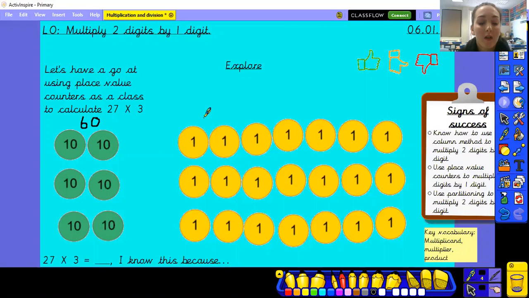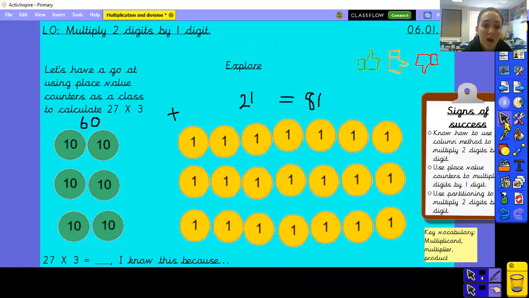Okay, and our ones, 1, 2, 3, 4, 5, 6, 7, 8, 9, 10, 11, 12, 13, 14, 15, 16, 17, 18, 19, 20, 21. Now what we need to do is add those two numbers together, which calculates to 81. Therefore, using our place value counters, we now know that 27 times 3 is 81.